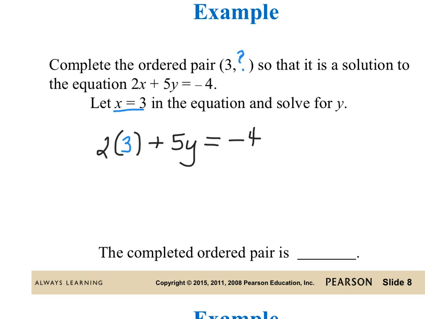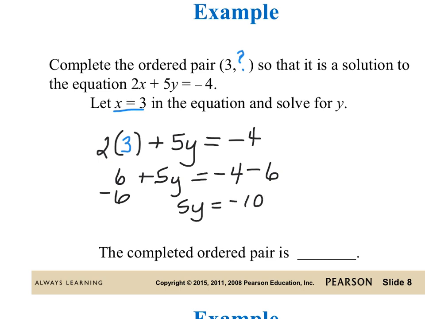And then because we know 2 times 3 is 6, plus 5y equals -4, we'll subtract 6 from both sides, and 5y equals -10. Y will equal -10 divided by 5, which is -2. So the completed ordered pair is 3, -2. And we know that 3, -2 is a solution to the equation 2x plus 5y equals -4.